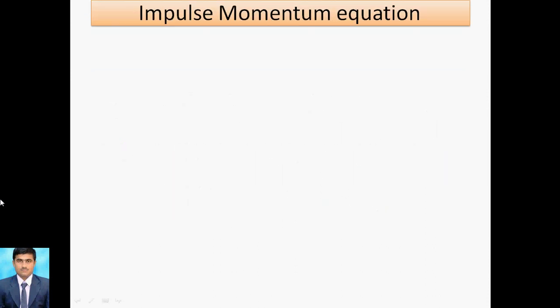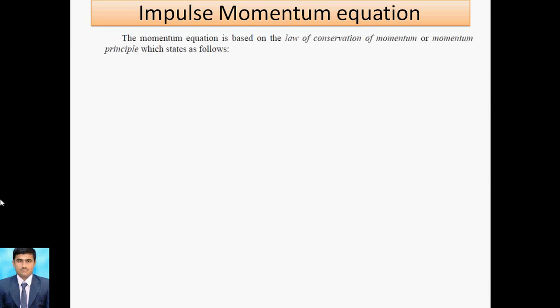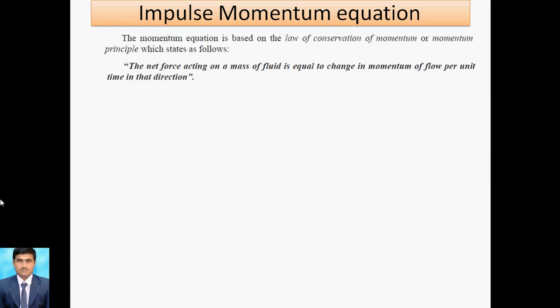Now we move to the next equation, that is the impulse momentum equation. In the previous case we discussed the notches, triangular notch and rectangular notch. Now we discuss the impulse momentum equation. This is based on the law of conservation of momentum, which states that the net force acting is equal to the change of momentum flow per unit time in that direction. So this is nothing but Newton's second law of motion.